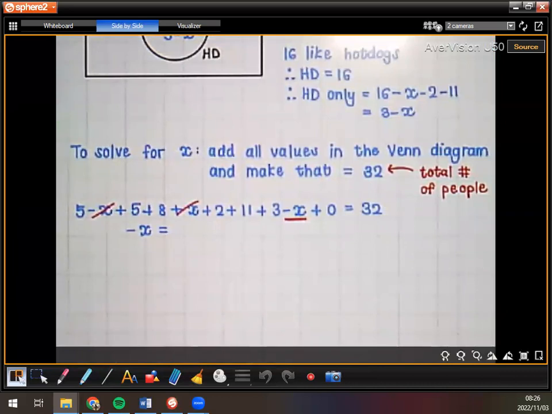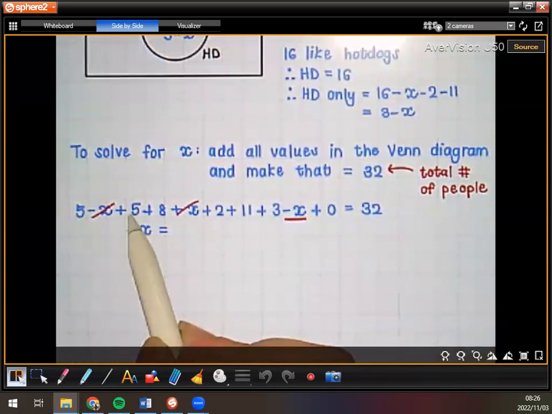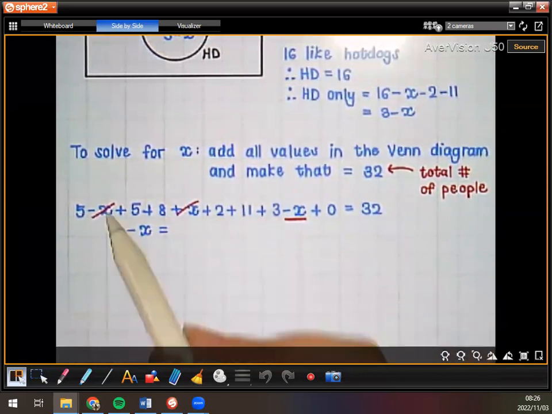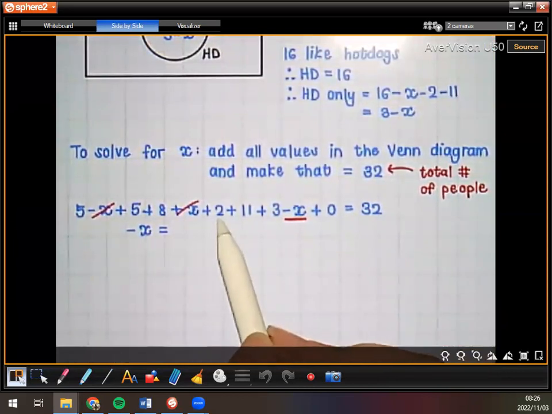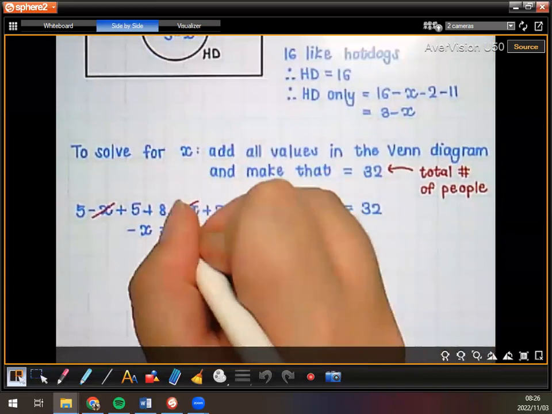so we're going to do 32 minus that first 5, right? Then minus the second 5, because all the numbers are positive here, guys. So if I move them across, they're going to become negative. Okay, so minus 5 minus 8, minus 2, minus 11, minus 3. I'm getting negative 3.